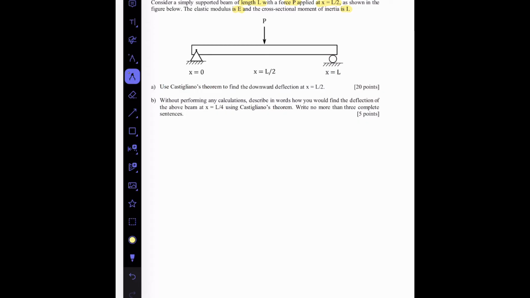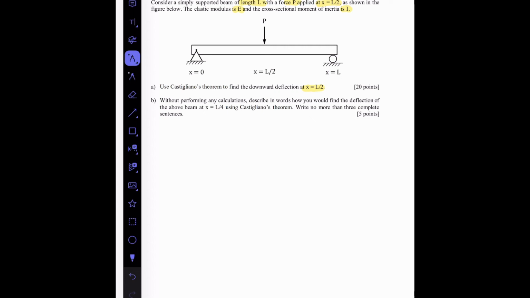Alright, so what is the problem asking for? It's asking us to find the deflection at the point x equals L over 2, conveniently where our load is being applied, and they want us to use Castigliano's theorem. A reminder that Castigliano's theorem determines the deflection by finding the strain energy and then taking the partial derivative of that with respect to P in order to find the deflection at a point under load. It is specifically a point where a load is being applied.